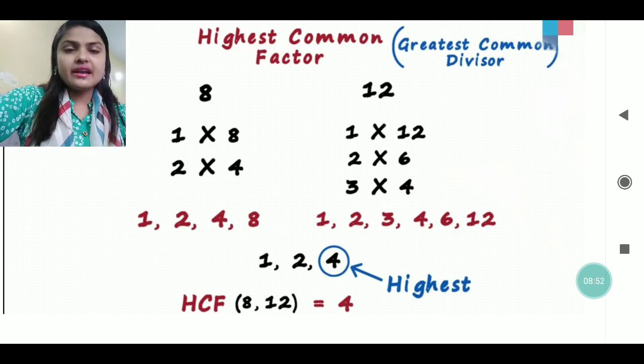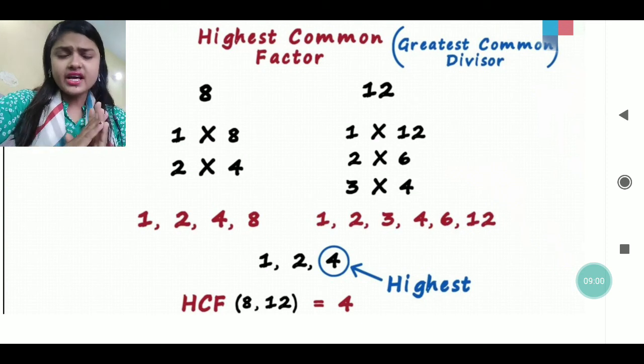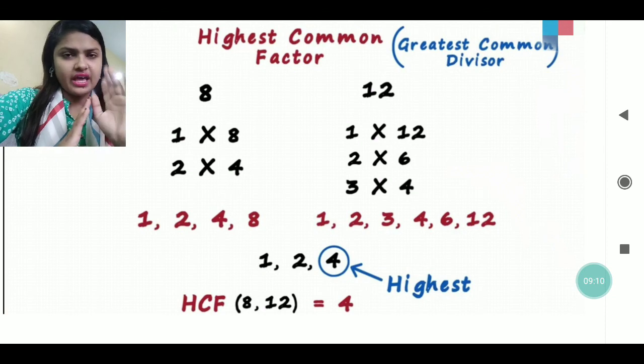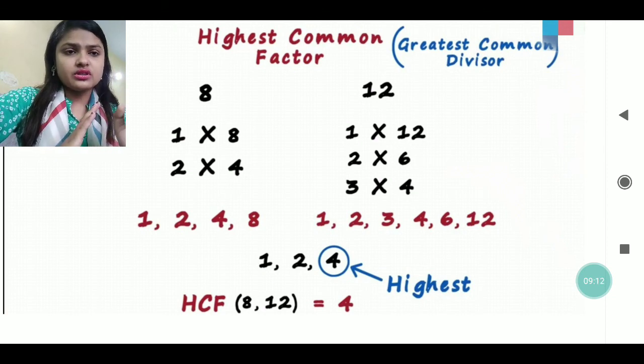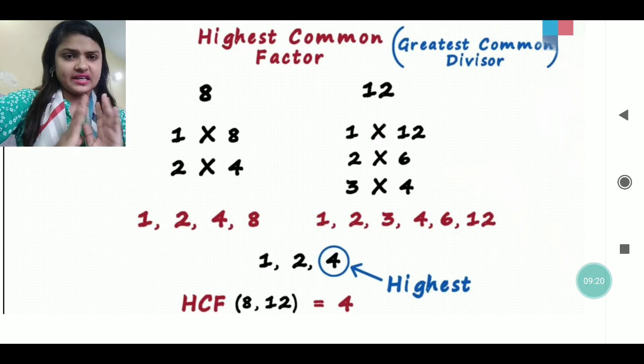Like 8 and 12 are written, you have to find the factors. For finding the factors, first you divide 8 and then you divide 12 separately. You see how many factors you get, with which 8 is completely divisible and with which 12 is completely divisible. 1, 2, 4 and 8 are the factors of 8. In the same way, 1, 2, 3, 4, 6 and 12 are the factors of 12.